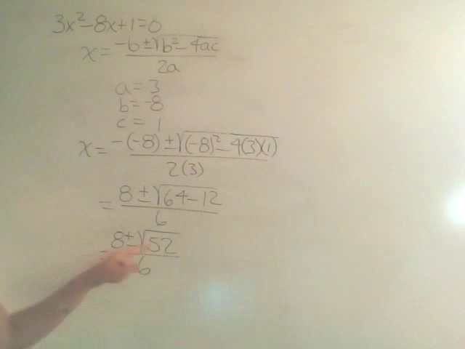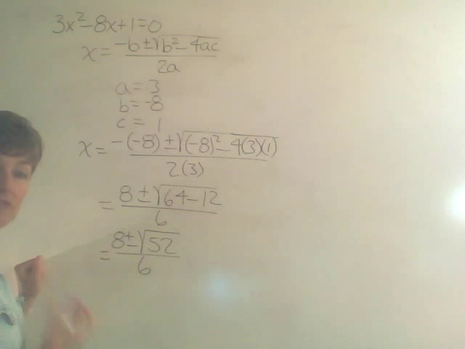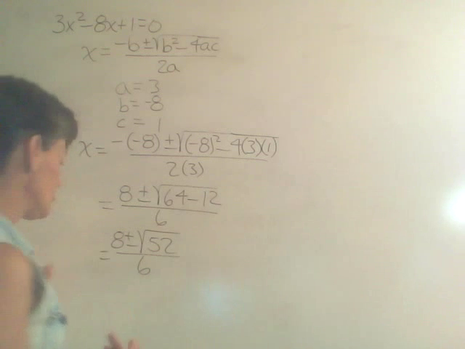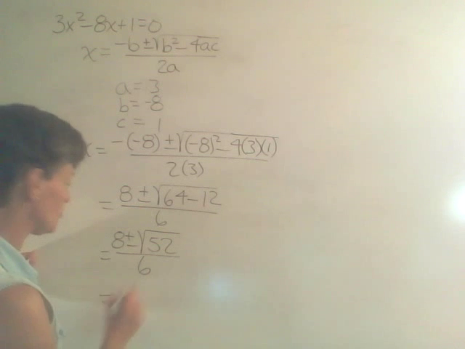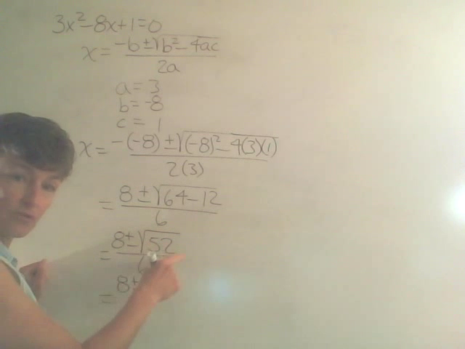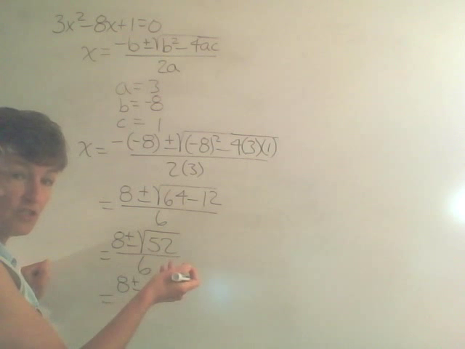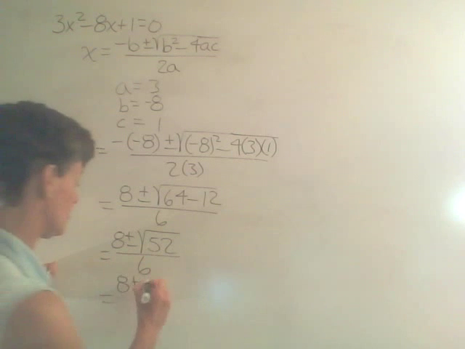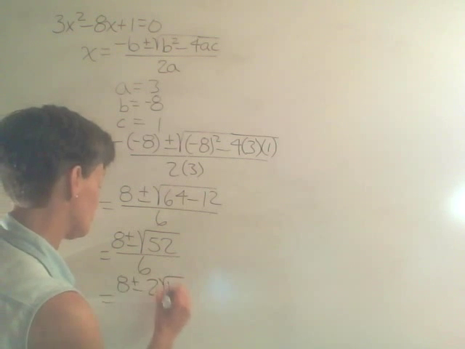Now, the square root of 52 can be simplified. So one of the things that you have to be able to do when you're solving a quadratic using the quadratic formula is simplify your square roots. So we have 8 plus or minus. Now, 4 times 13 gives me 52. So I can take the square root of 4, that's a 2, and then I have the square root of 13 left.